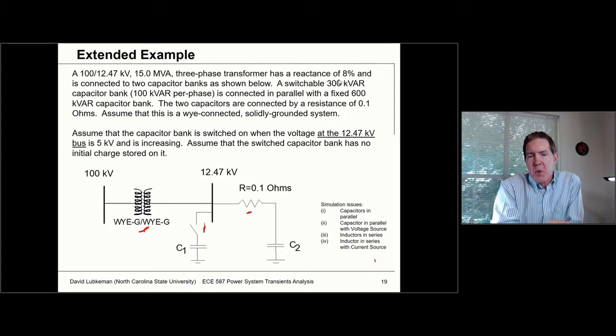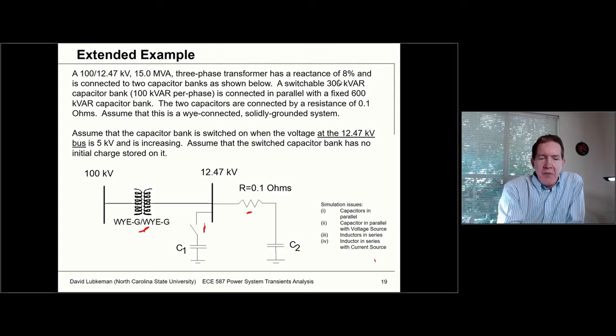And let's assume this is a Y-connected solidly grounded system. So what I'm assuming in this case is I can just simply look at one phase. I don't have to consider the other two phases. The switching is going to be such that the switch is going to occur when we have 5 kV. This is going to be a line to neutral value at the bus and increasing. And we'll assume that the switch capacitor bank, this bank right here, doesn't have any initial charge that's associated with it.